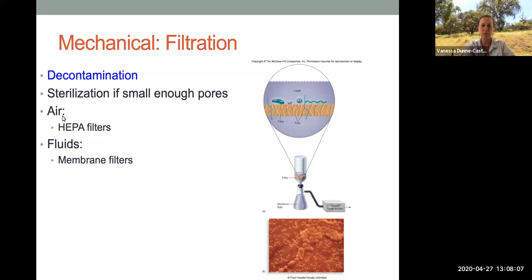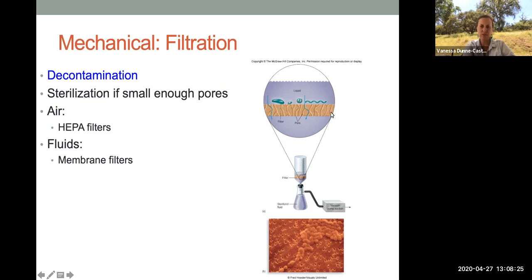So these HEPA filters are very, very important in healthcare settings to essentially clean the air from one room as it leaves and prevent the microorganisms from contaminating another room. And otherwise, if we're talking about fluids, then we use membrane filters. The concept is the same though.